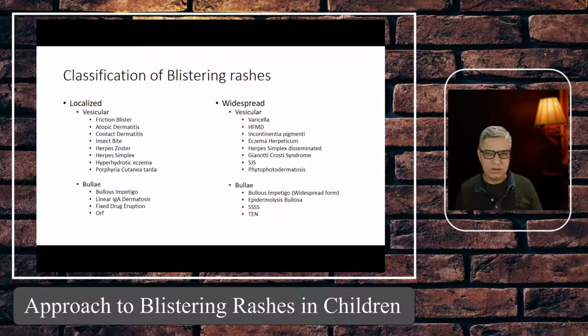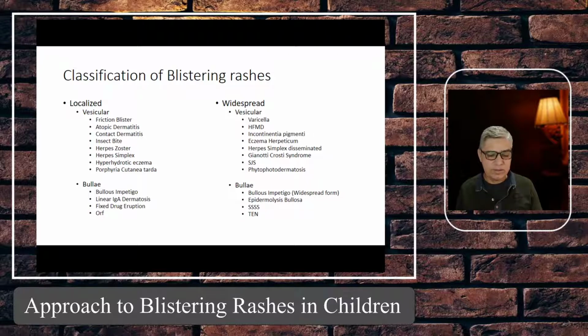Then another cause of localized vesicular lesion is hyperhidrotic eczema. This is a special type of eczema which is usually present around the fingers or around the extensor surfaces, and usually you get very tiny vesicles filled with clear fluid, and they are quite itchy. So that is hyperhidrotic eczema.